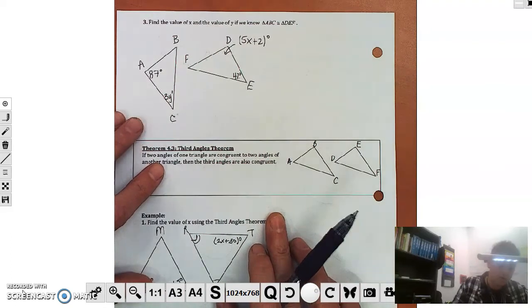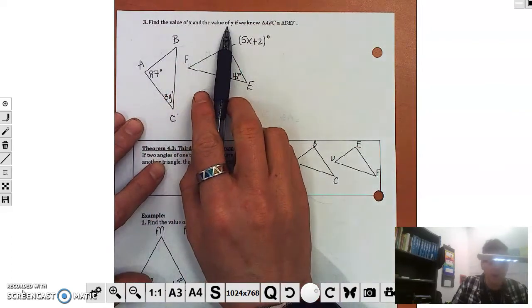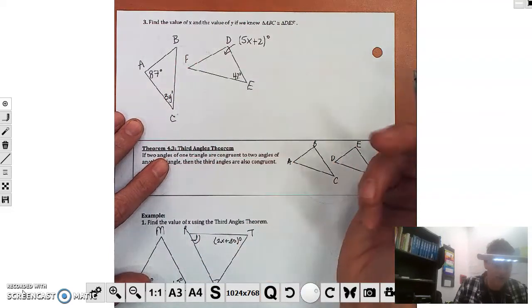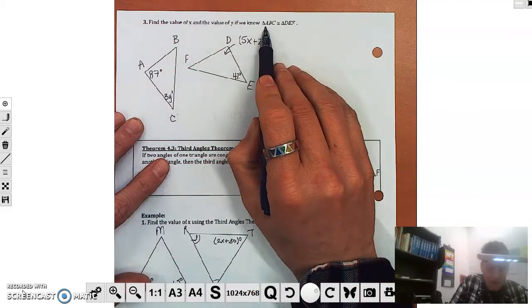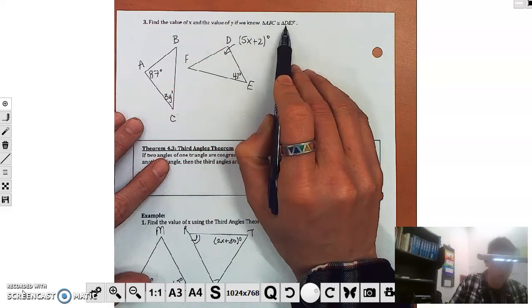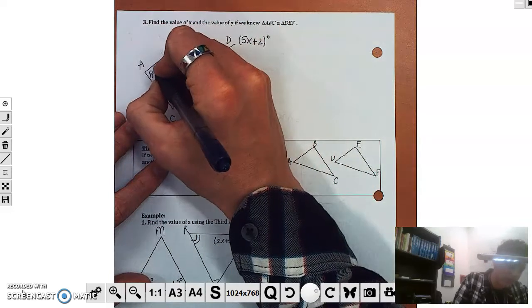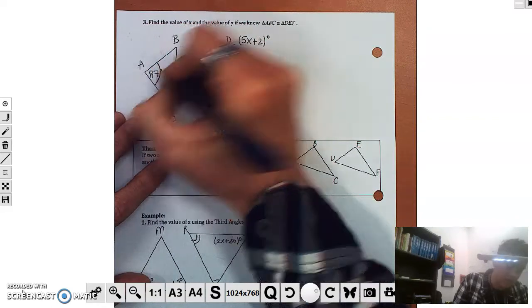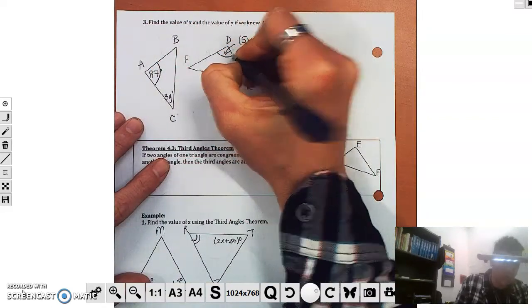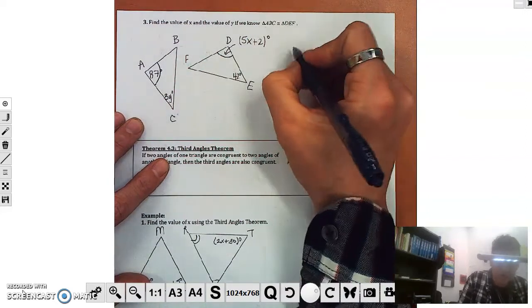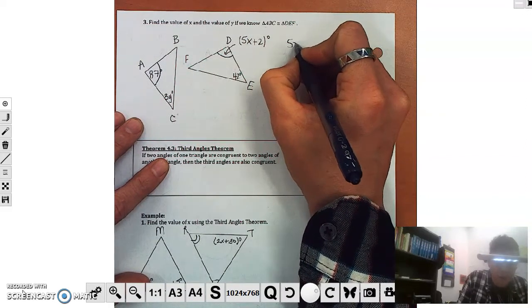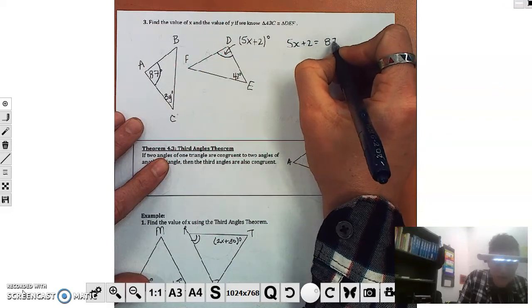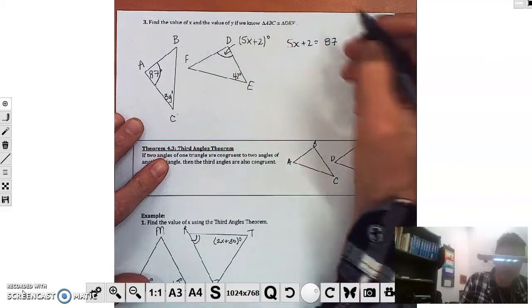Find the value of x and the value of y if we know that triangle ABC is congruent to triangle DEF. So we know angle A is congruent to angle D. And we know congruent means has the same measure. So we know 5x plus 2 equals 87. We can solve that for x right now.